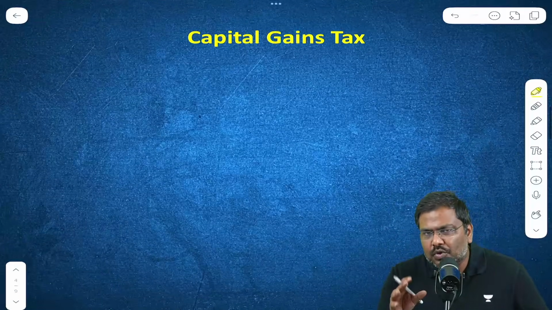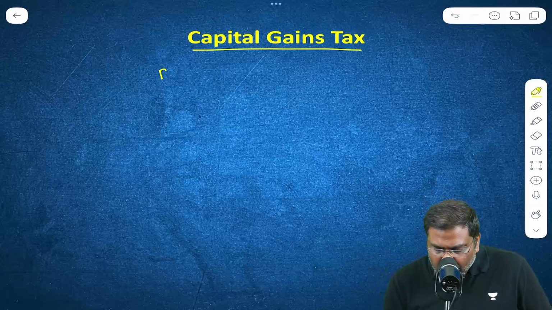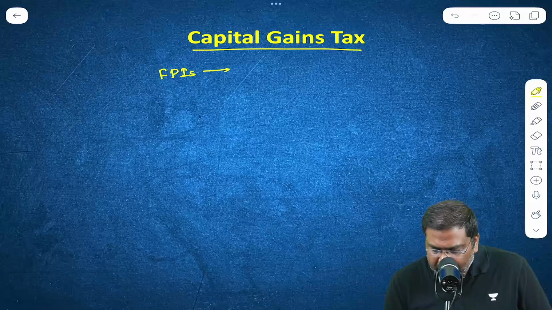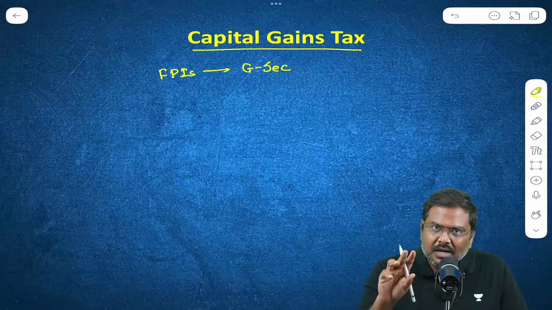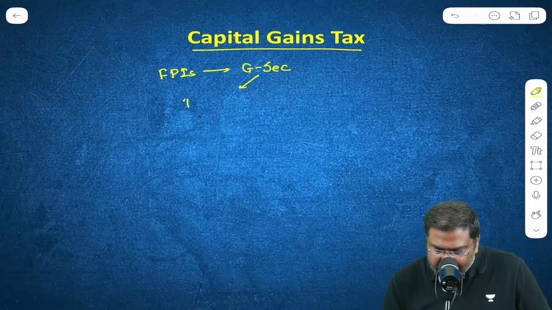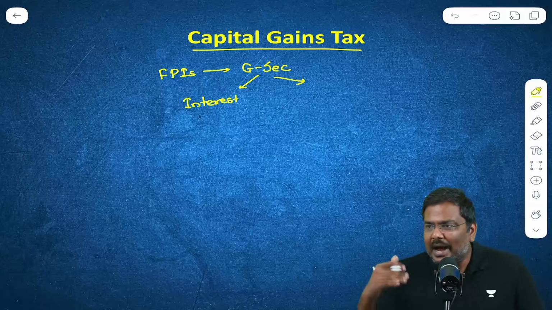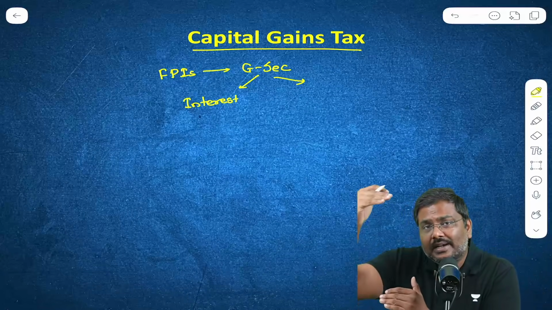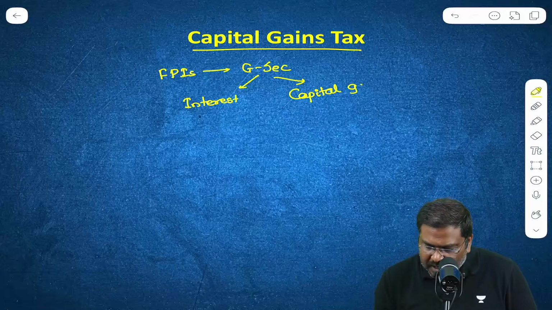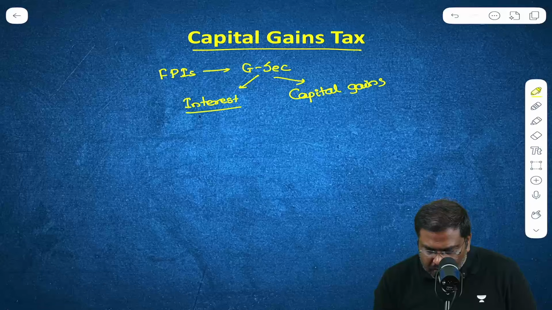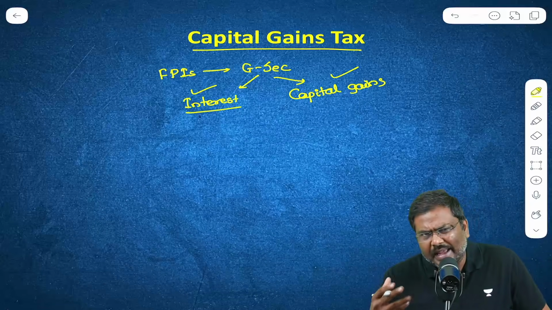Starting with the first and the most important one, capital gains tax. Now, the foreign portfolio investors, when they invest in government securities, they will make the earnings under two heads. One is the interest income, and the second one is you buy at a lesser price and you sell it at a higher price. That is capital gains. The government until now imposed a tax on the interest income as well as the capital gains.